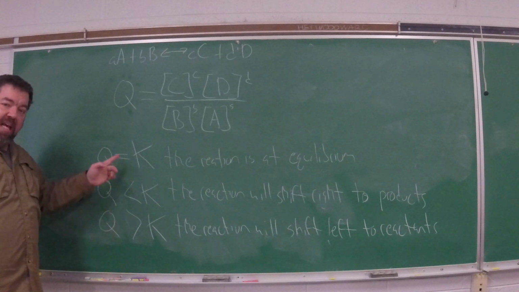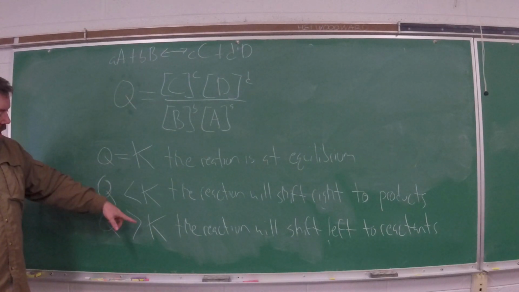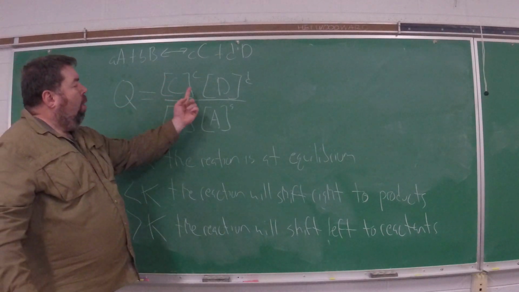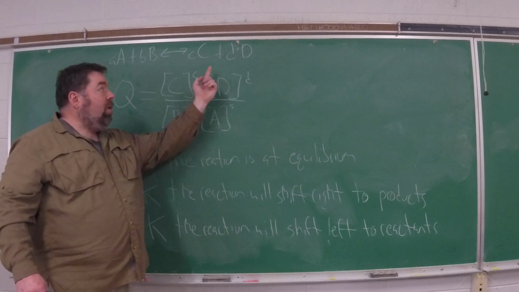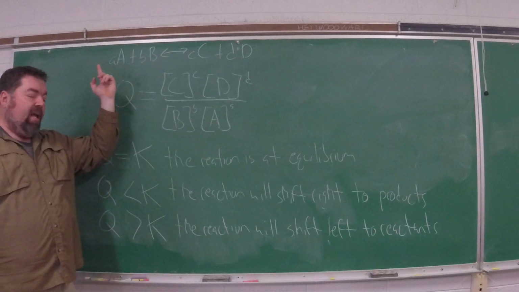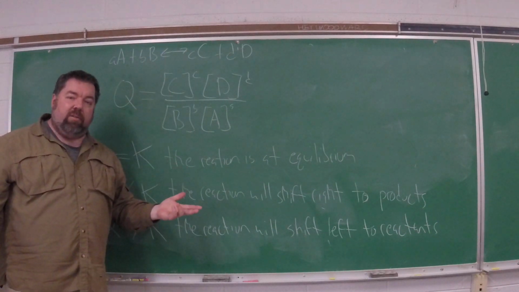Either memorize this or be able to figure this out, right? Q greater than K, the reaction will shift towards the reactants. If Q is greater than K, what's going to happen? You can think of it as our numerator is too large. We have too many products. We need to shift from products to reactants. That's why if Q is greater than K, the reaction will shift left to reactants, all right?